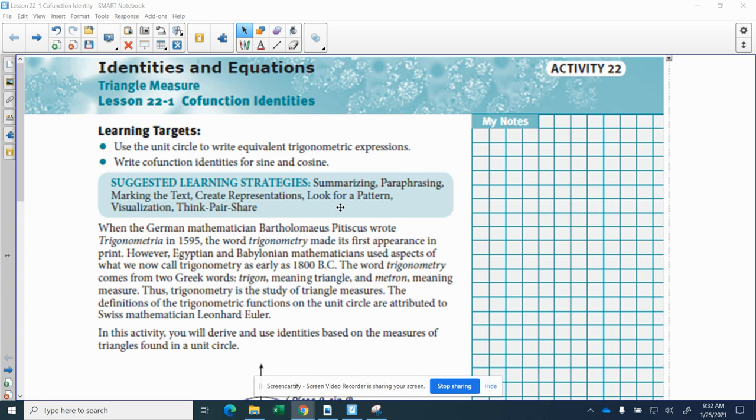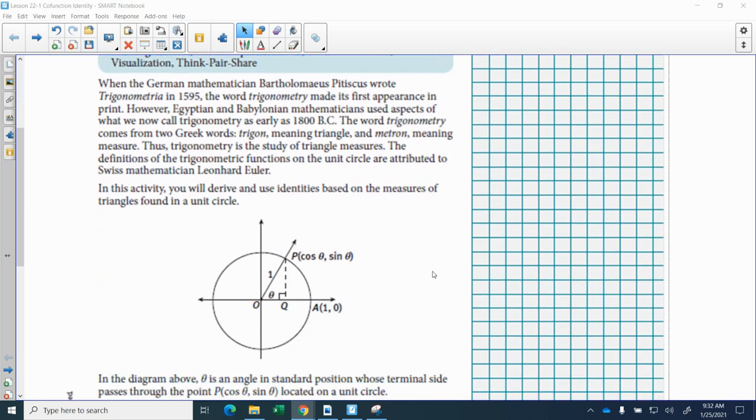what are the coordinates of each of those quadrants? What are x and y? And how does that relate back to sine and cosine? Using all this information, we can actually create a co-function identity to help simplify, once again, trig functions. So let's go ahead and get into it.